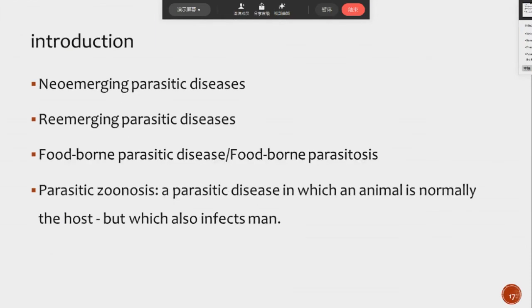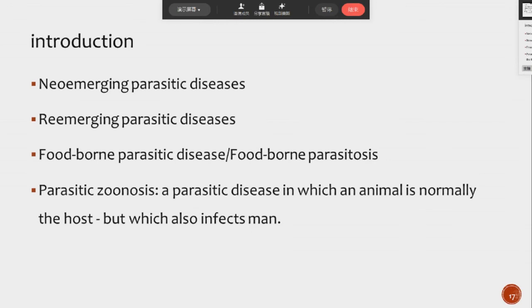Besides these 10 major tropical diseases, there are also neoemerging parasitic diseases. That is a newly found parasitic disease or a renamed parasite. They belong to the neoemerging parasites, and we call the disease a neoemerging parasitic disease. Some Cryptococcus belong to the neoemerging parasites.